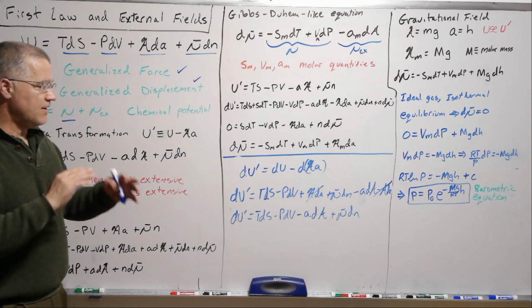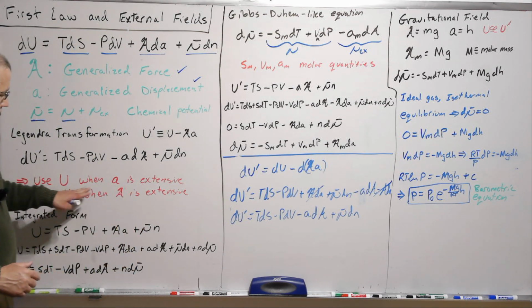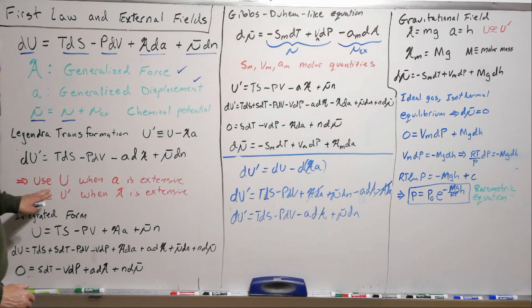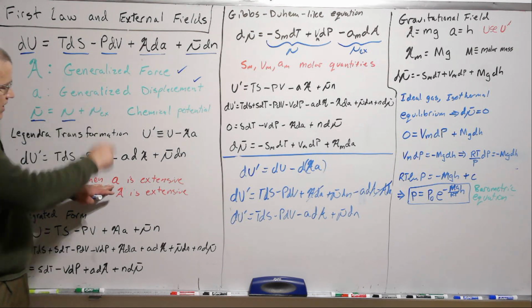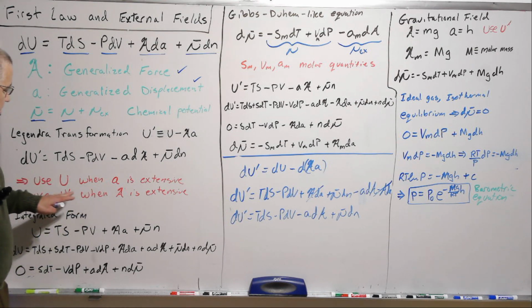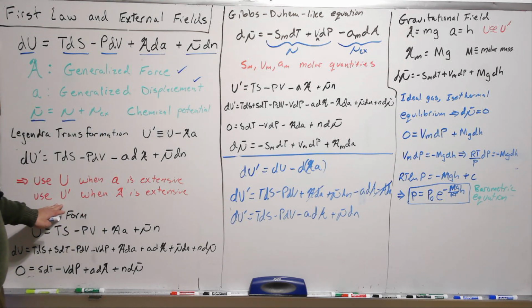And we're going to need that depending, again, on whether the A is extensive. If the little a, so the generalized displacement, is the extensive property, then we will use U. And if the generalized force is the extensive property, then we will use U prime.